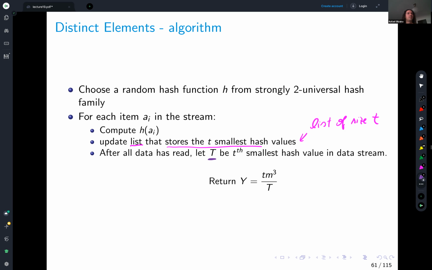Does that make sense? And then what we're going to return is Y, which is little t m cubed over T. Right? And all we need to prove is that Y is approximately D. Does that make sense? So this is the algorithm.